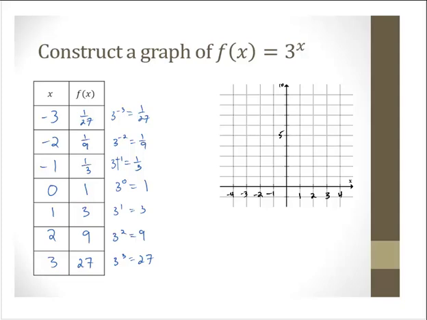All right, plotting the points. Negative 3, 1/27th. 1/27th is pretty close to 0. So we get a point there. Negative 2, 1/9, up a little higher. Negative 1, 1/3, a little higher. 0, 1, 1, 3, 2, 9, and 3, 27 is off of our grid. All right, so I'm going to connect these points with a smooth curve, or do the best I can at that.